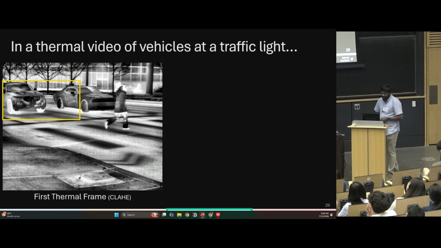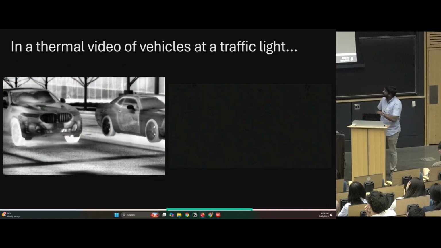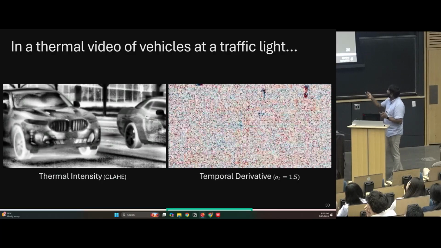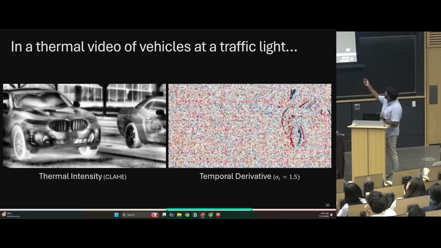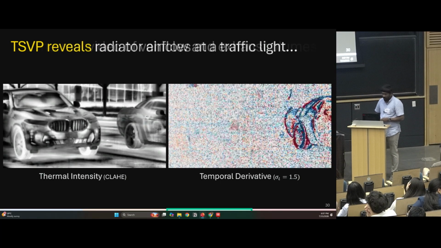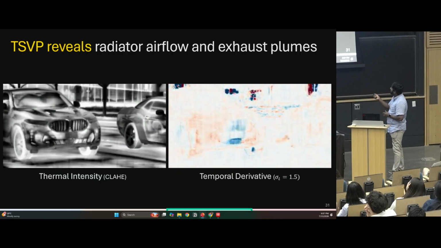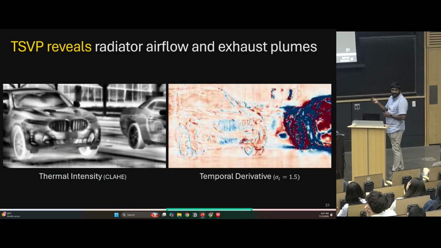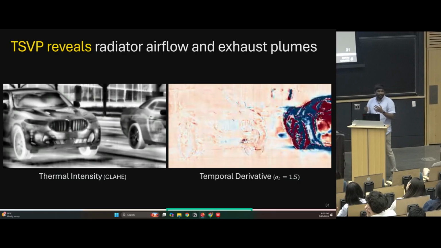Our next example is on heat convection. Let's look at this outdoor scene, and let's say we focus on the two cars that are stationary. You can see some motion in the background, and the edges. So you can see the motion-induced edges in the temporal derivative, but nothing else. But once you apply our method, you can actually see that there are vehicle exhaust plumes or the airflow passing through the radiator that becomes visible. That's because these are very slow frequency trends that only the smoothing is able to provide you.